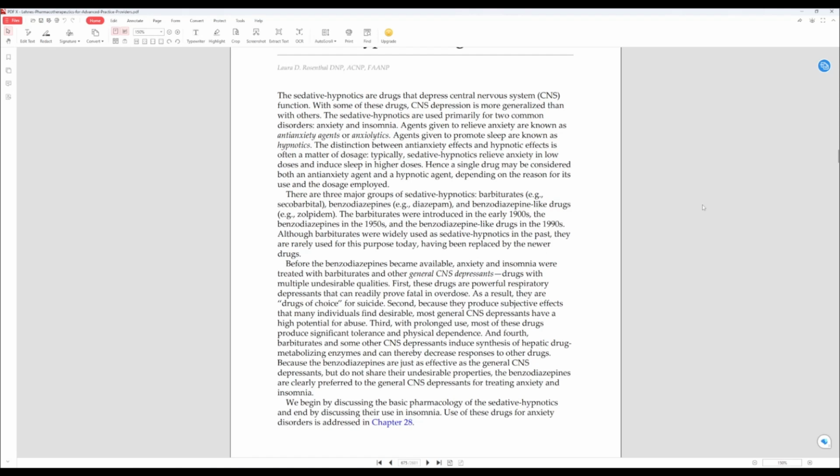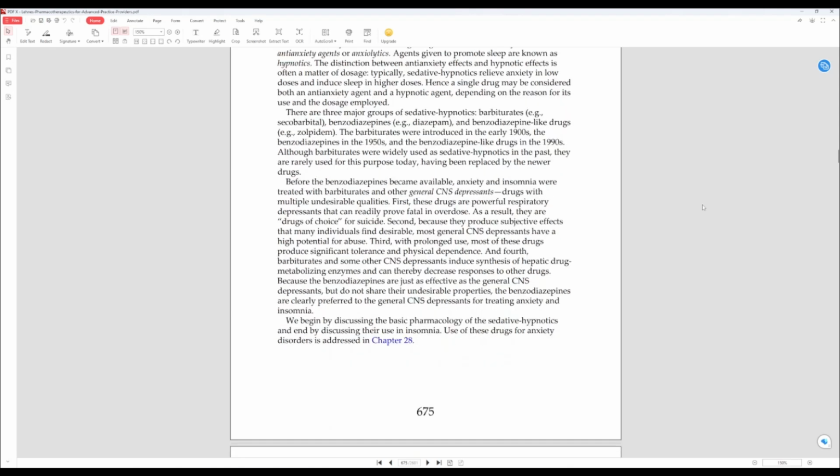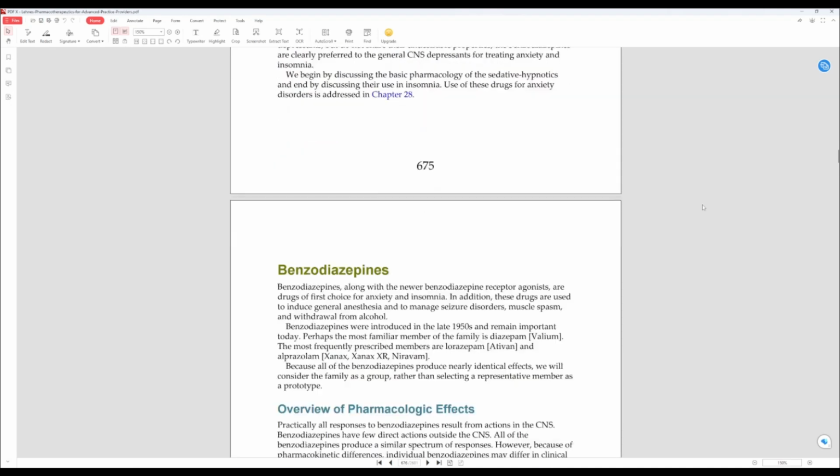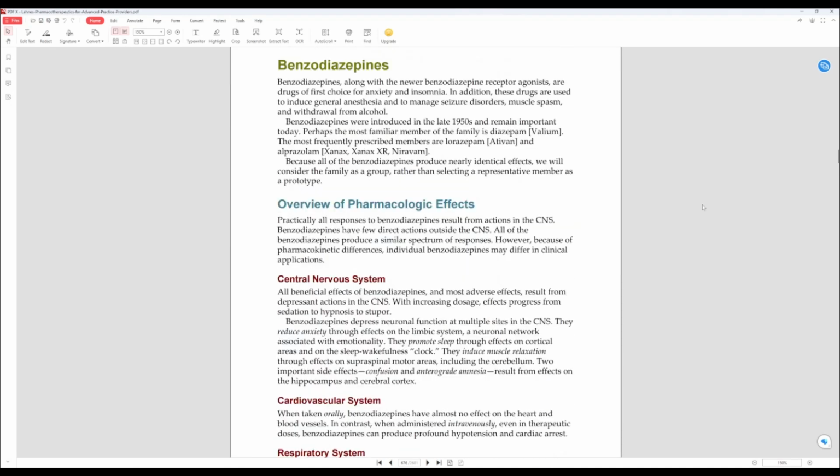We begin by discussing the basic pharmacology of the sedative hypnotics, and at the end, discussing their use in insomnia. The use of these drugs for anxiety disorders was already addressed in Chapter 28. So, we'll start off by talking about benzodiazepines.